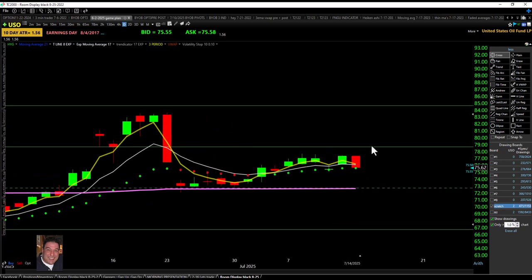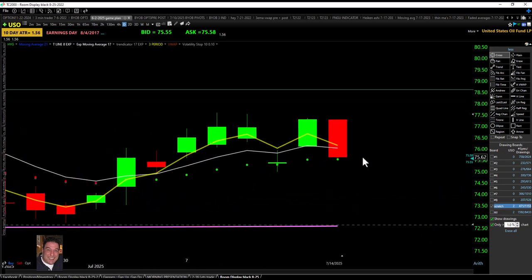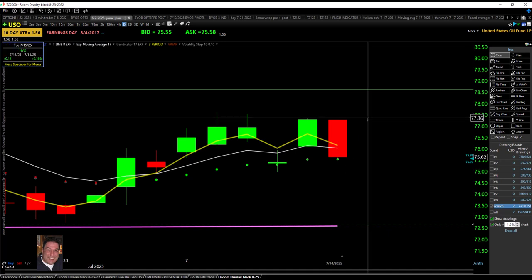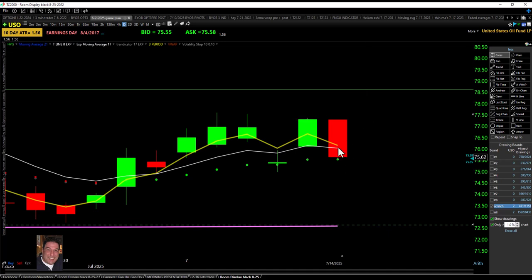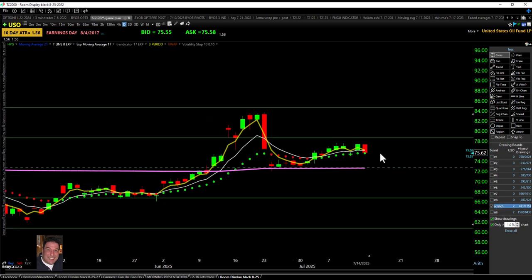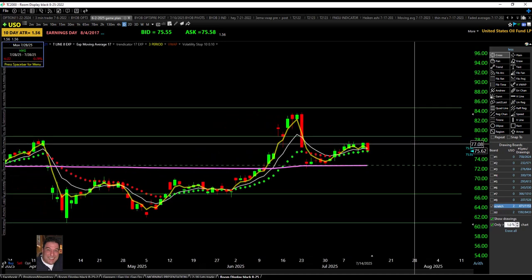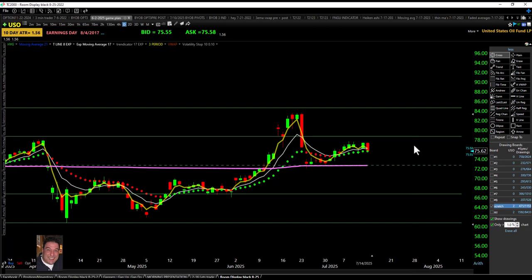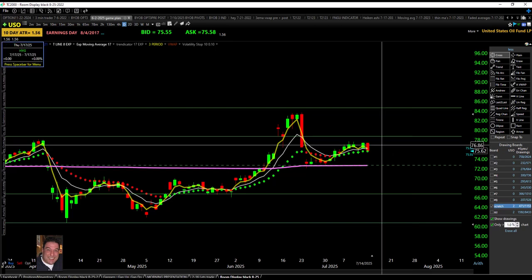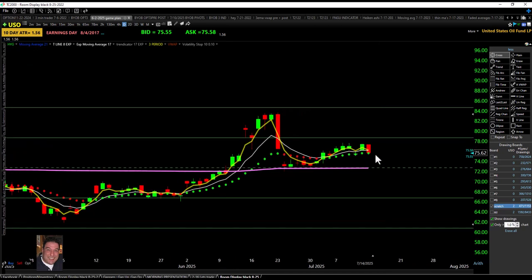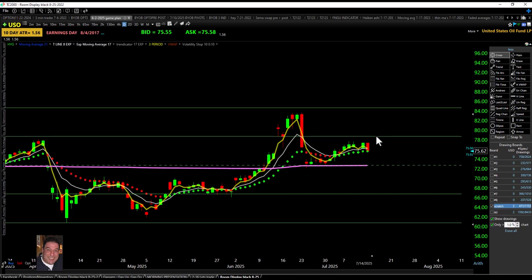USO putting in a bearish engulfing. That looks like a lower high and a lower low, closing underneath a bullish trap, but over the 17. That's a bearish engulfing. So this morning you can see USO was in the upper third, and then they lost it today, right there. They could turn around and recover it tomorrow.